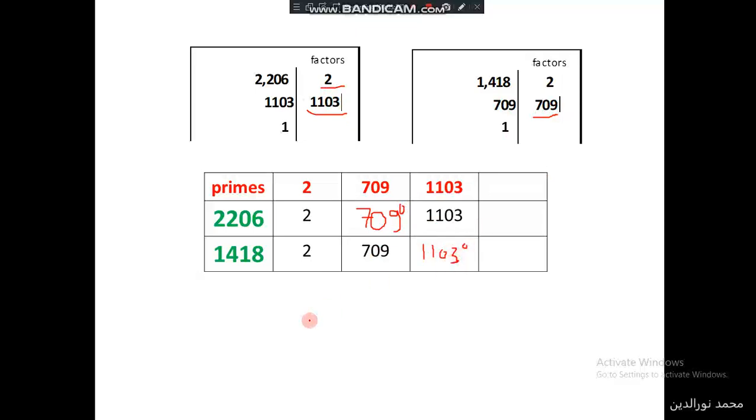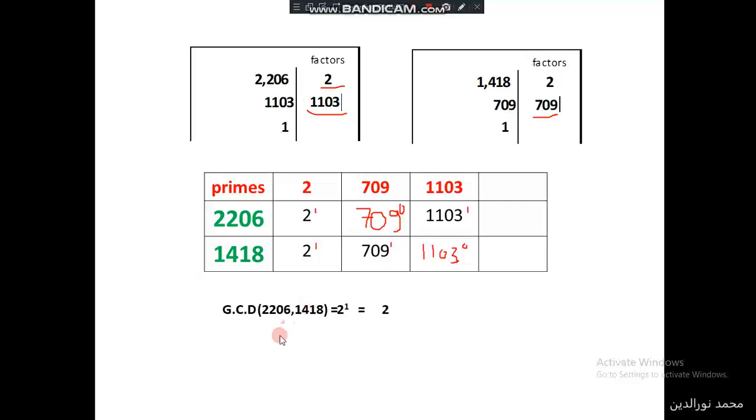And then to find the GCD, we have to take the prime factors with the lowest power. Here we have the power 1, and here to the power 1, the same here and here. So we take 2 times 709 power 0 or 1 times 1103 power 0 or 1, which equals 2.